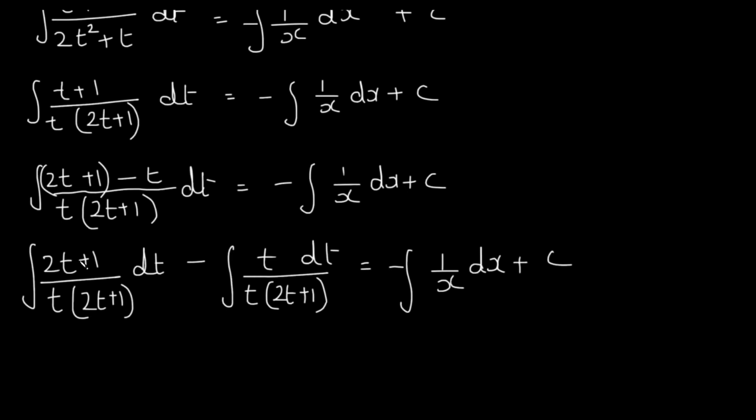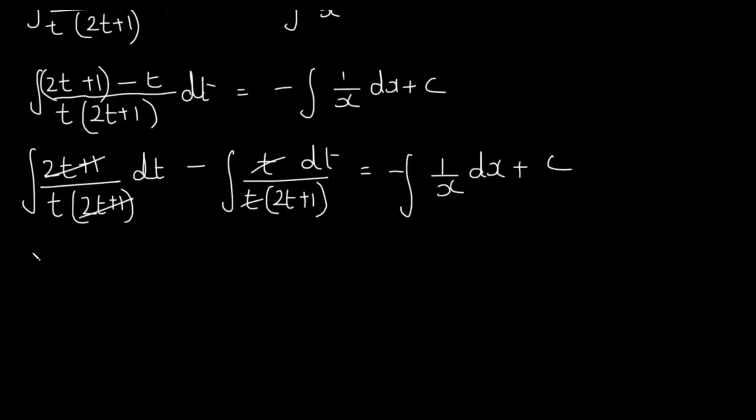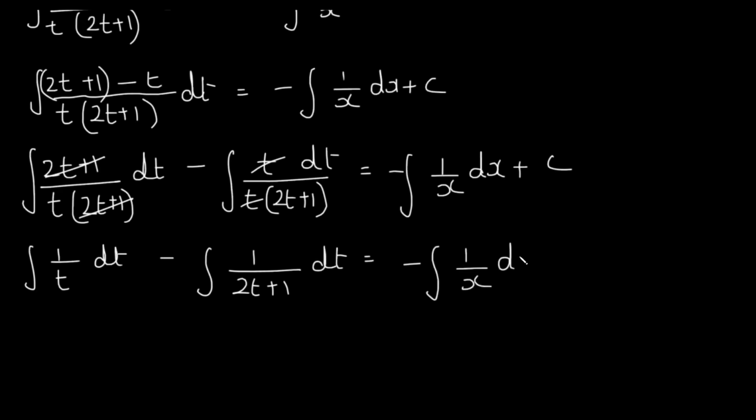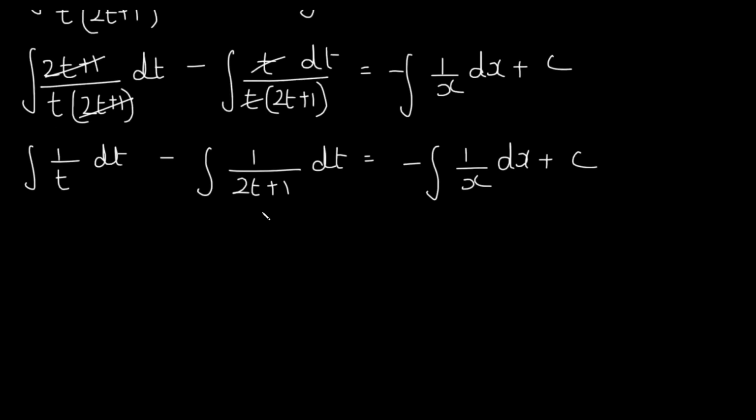Now here, of course, 2t plus 1 term goes away. We can cancel it out. And here again, the t term goes away. So we have integral. Now it will look more simpler to you. So we have integral 1 upon t dt minus integral 1 upon 2t plus 1 dt is equal to minus integral 1 upon x dx plus c. Now we can find the answer for all these terms, because we know that on the LHS as well as the RHS we are going to get log as the answer, isn't it?